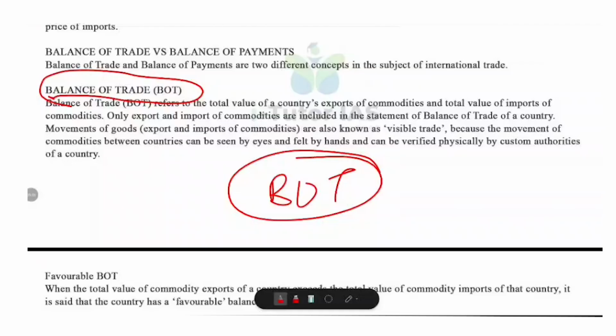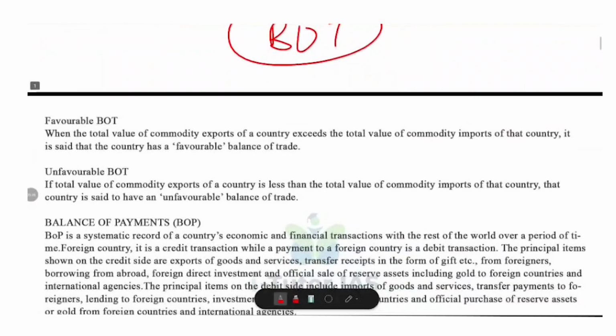Okay. Now there is favorable balance of trade and unfavorable balance of trade. Do you know what is meant by that? There are two types of BOT, that is favorable BOT and unfavorable BOT. Favorable BOT is also called trade surplus. It occurs when export is greater than imports, and it indicates the country is earning more from exports than spending on imports.